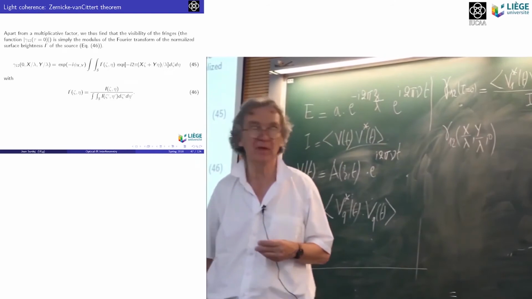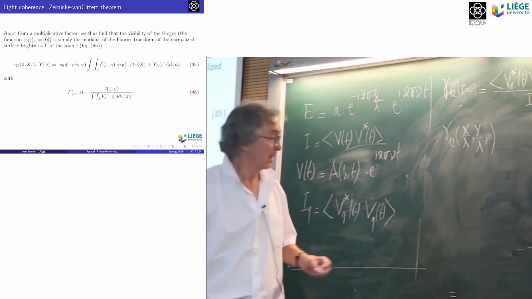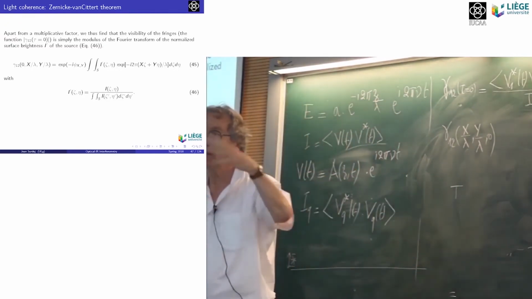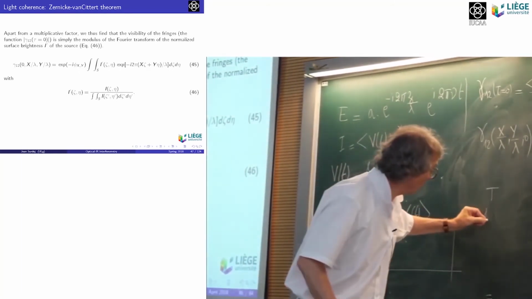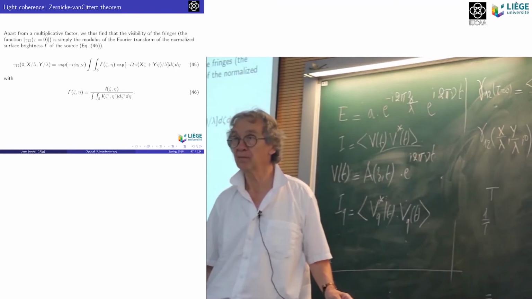Now, I would like to find out with you what is the physical meaning of x over lambda and y over lambda. You agree if I tell you that T is a period of oscillation, the inverse of T, 1 over T, is a frequency, right?